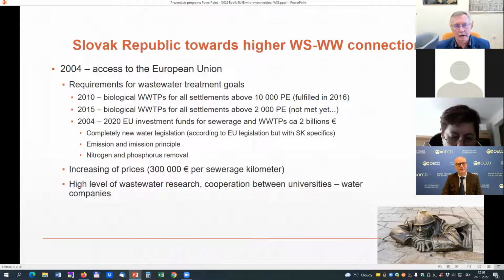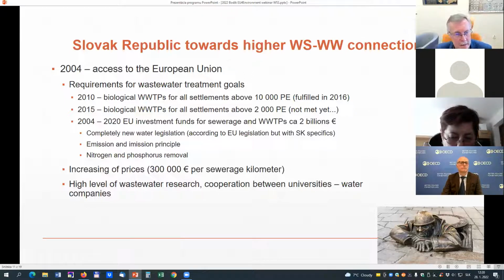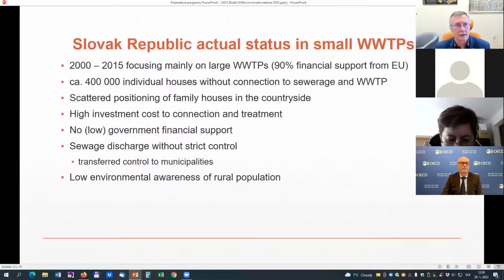We have a relatively good level of wastewater research. Yes, I am from a university, I am a researcher, and I think it is a very, very good level, also in comparison with other countries. Very good cooperation between researchers, universities, and water companies. We are very active in the design of new wastewater treatment plants and so on and so on. Personally, for me, it is very interesting work to reconstruct to new wastewater treatment plants with new technologies and so on.